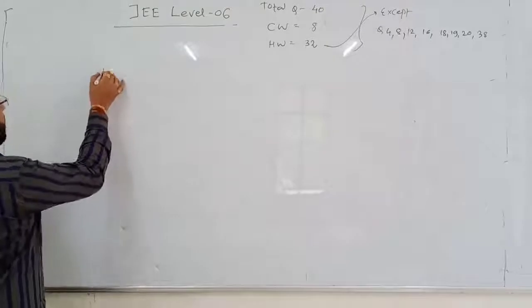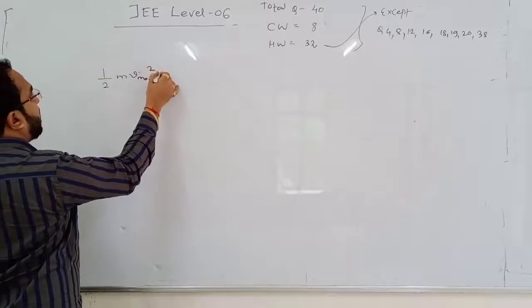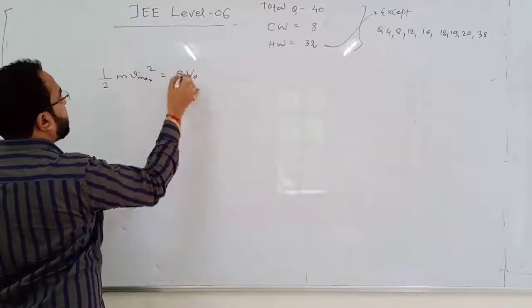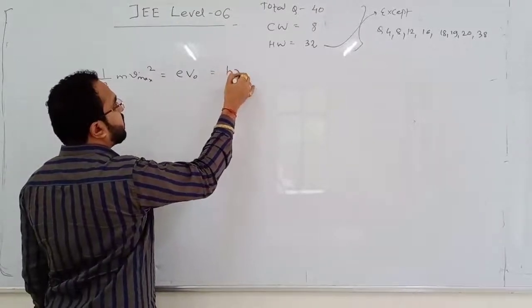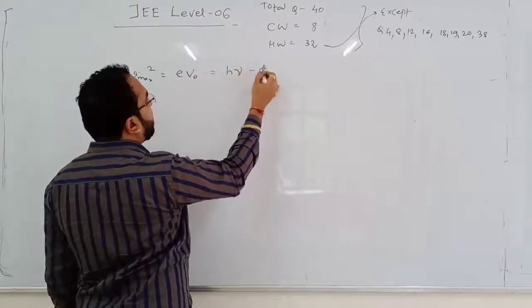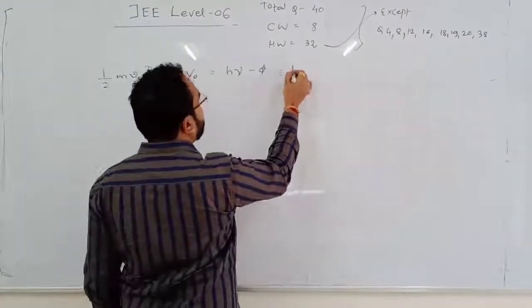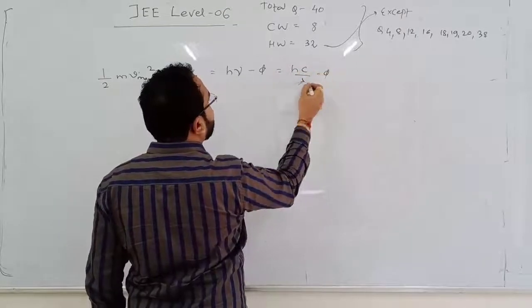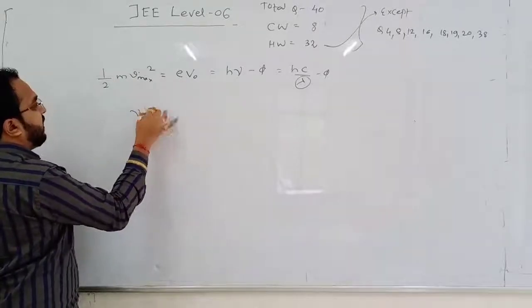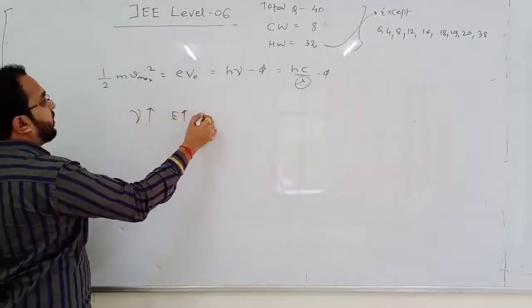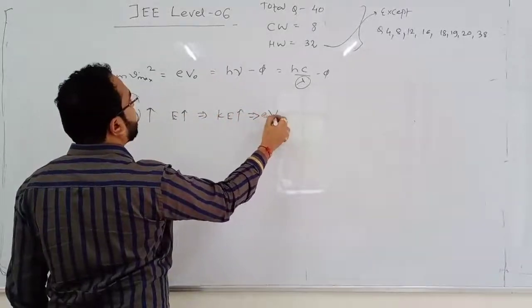Half m vmax square, which is nothing but stopping potential, and the stopping potential is proportional to h mu minus work function. So this potential is proportional to h mu, that means it is inversely proportional to hc upon lambda. This is inversely proportional to lambda. We have seen that if the frequency increases, then energy will increase, which leads to kinetic energy also increasing, which leads to stopping potential also increasing.